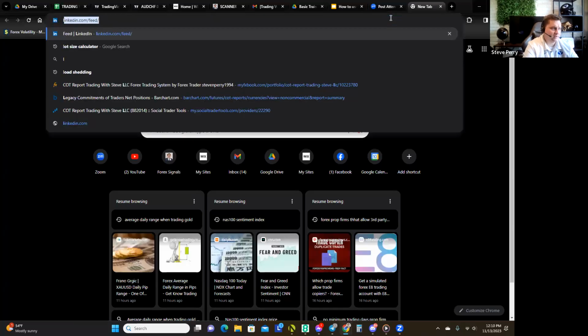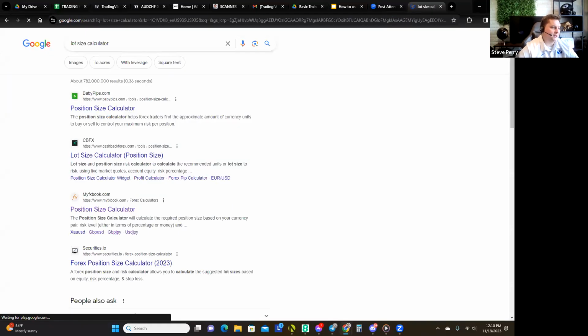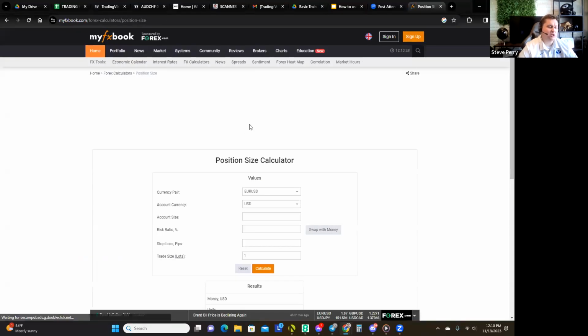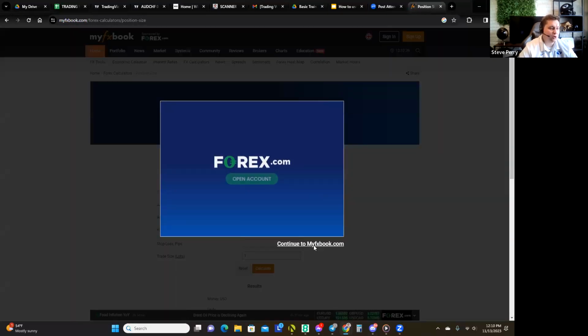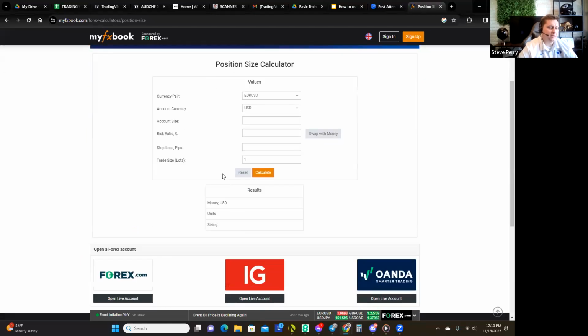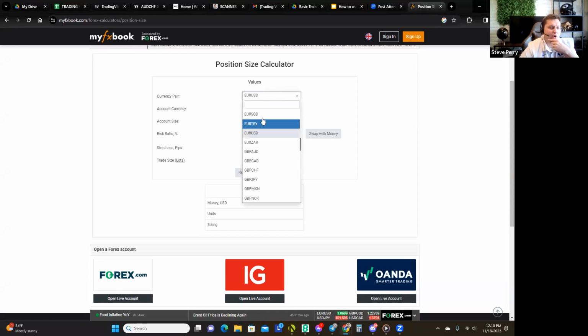So if I just go lot size calculator, I use the one with my FX book. I've been using this one for at least over a year consistently, and there's a few others you can use as well, but I really like this one. And let's go through the different fields here on a position size or lot size calculator. You're going to have the different currency pairs you can trade. Every lot size calculator is going to have what they offer as far as currency pairs goes.